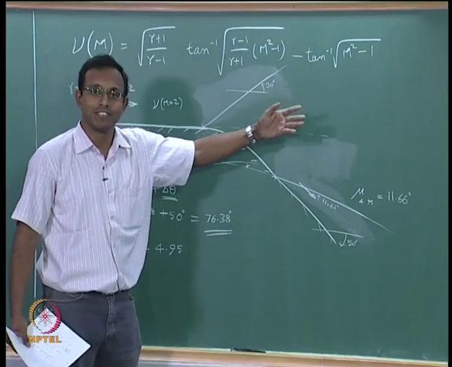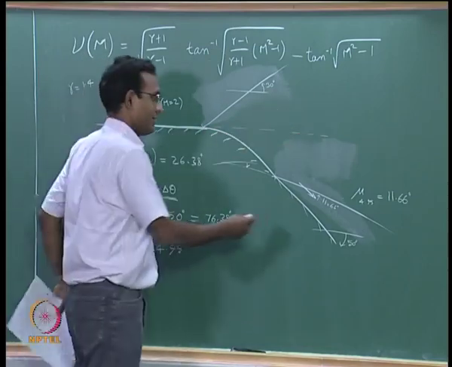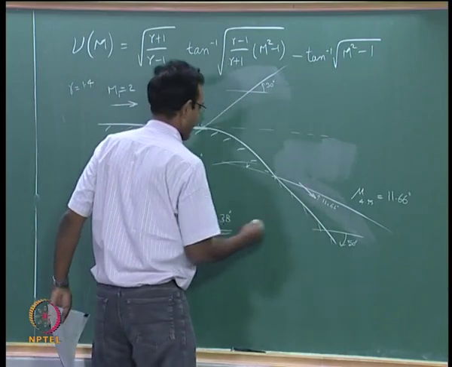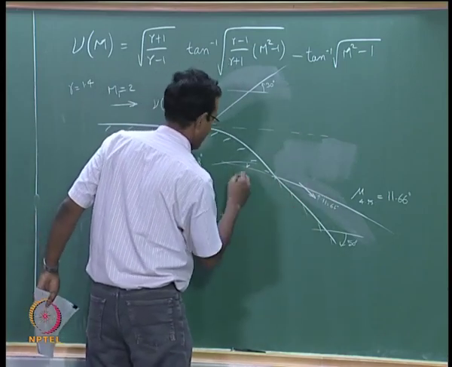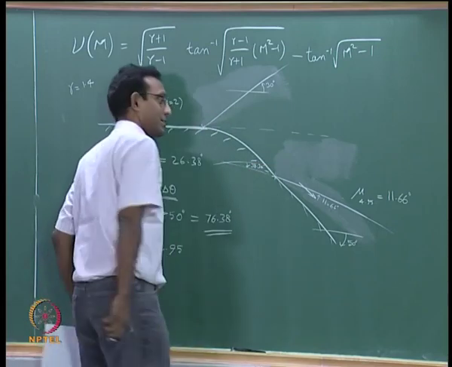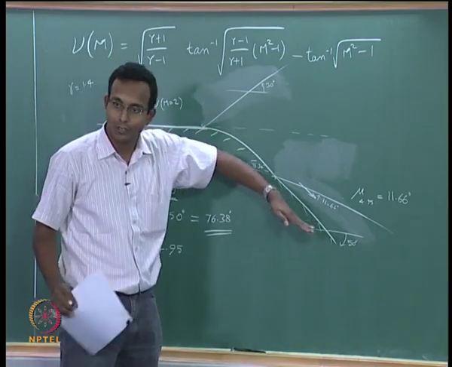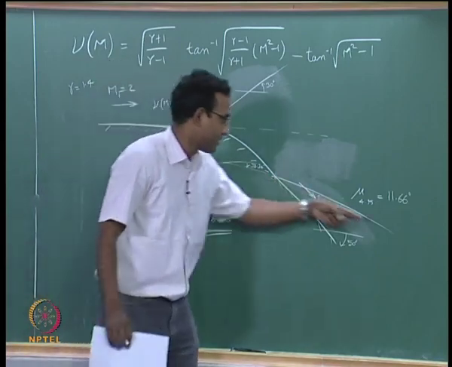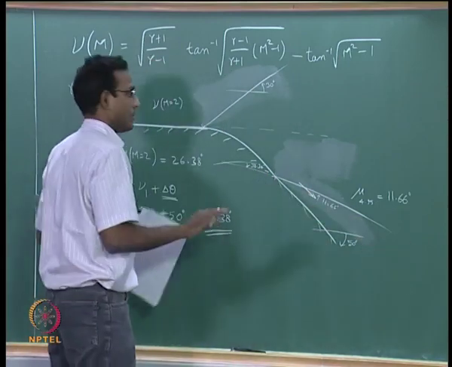50 minus 11.66, right? What is that? 40, 39, 38.34 degrees. That is what will be the angle below horizontal. That should be the final angle here. Okay, think about it that way.